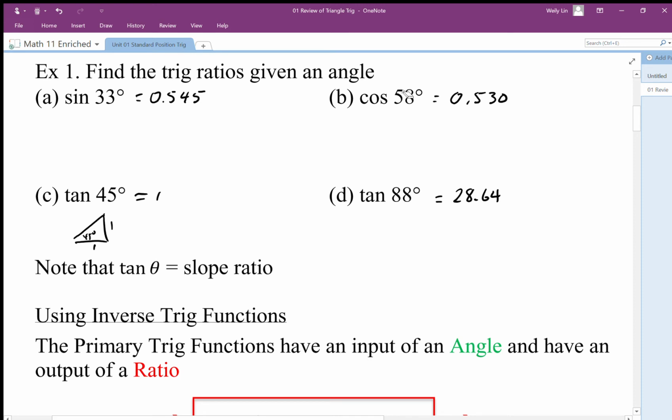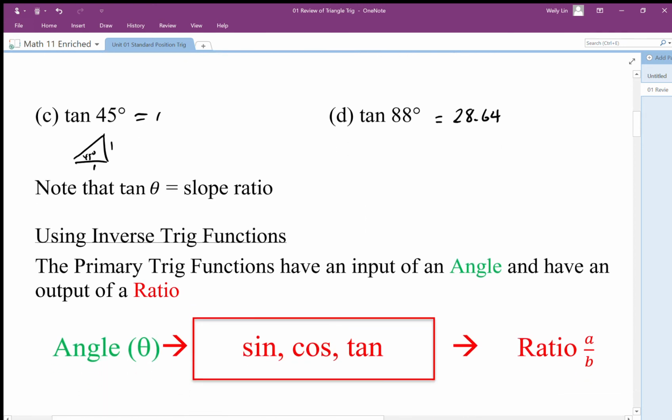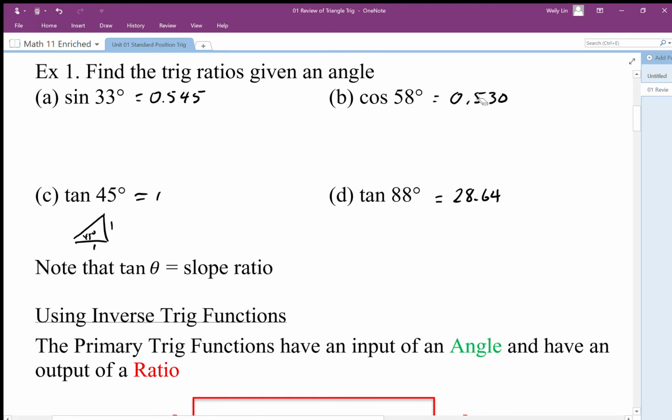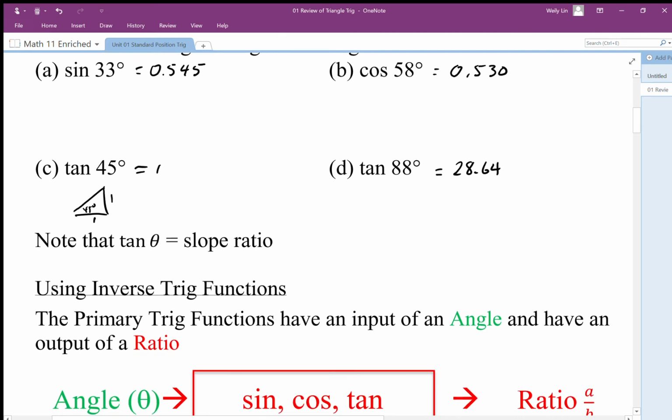Same here. I start with my angle of 58 degrees. Okay, I input it into the cos function. My output is a ratio of 0.530. Again, it's implied that the adjacent side is 0.530 and the hypotenuse is 1. There's always two numbers in a ratio. The other number that's implied is 1.